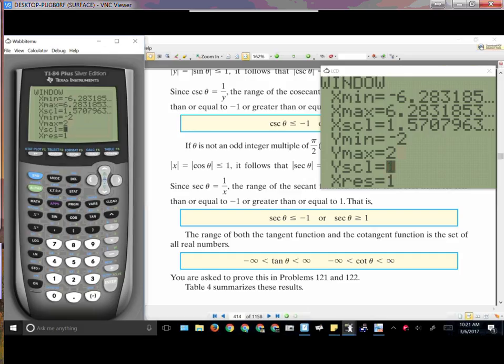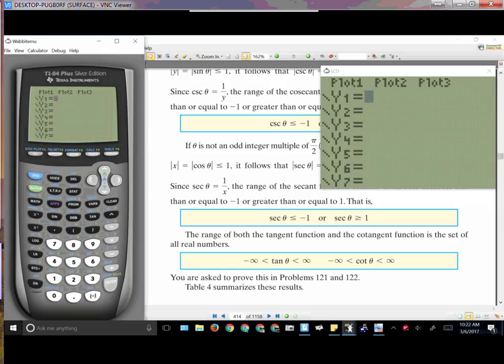The reason why I want to do that is so that we're able to see what's going on with the inverse functions, cotangent, cosecant, secant. So now let's go up to y equals, and I want you to put in sine. Graph it out.